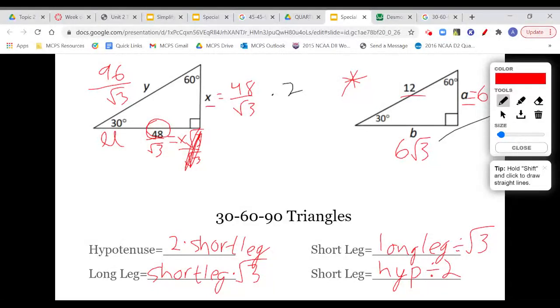So that is it for special right triangles. We will be practicing more next class so you can get even more solid on this, but we wanted you to have a solid basis and understanding as well as some good notes to go on.